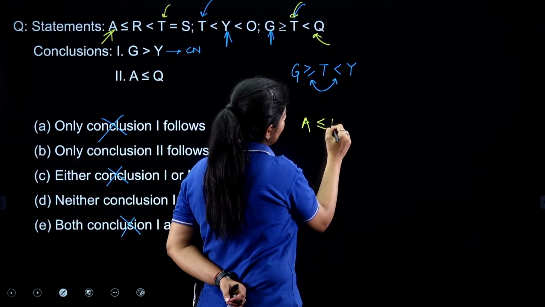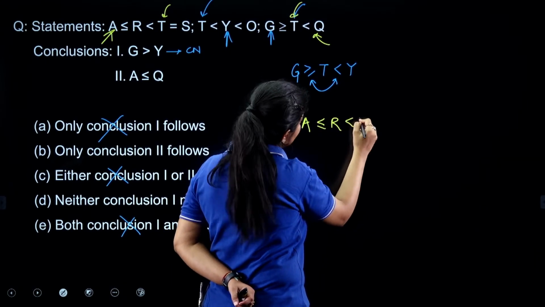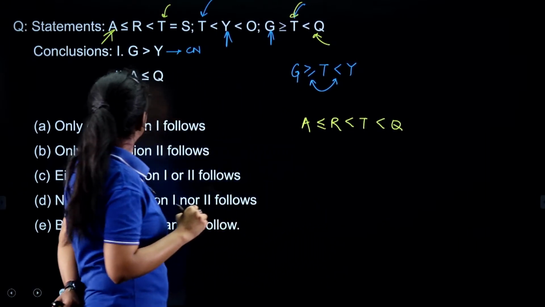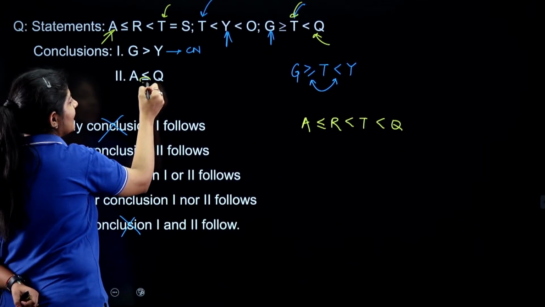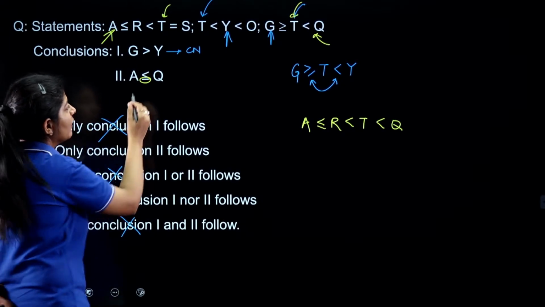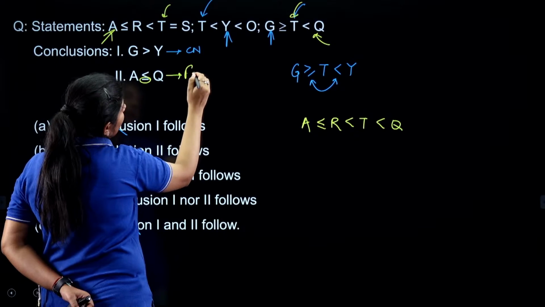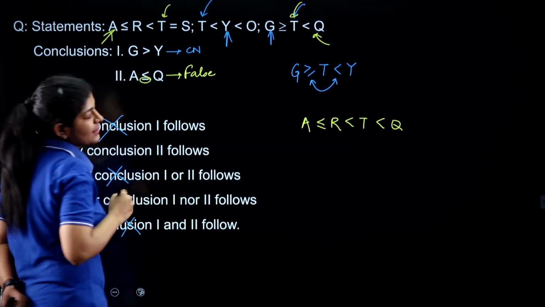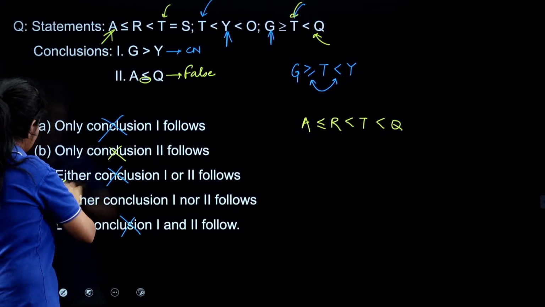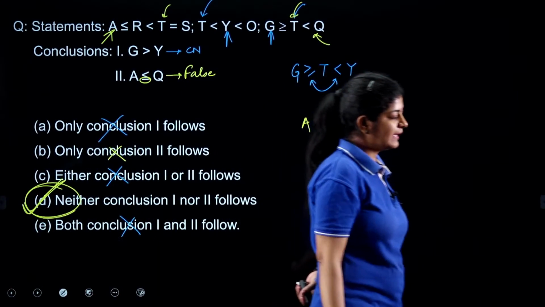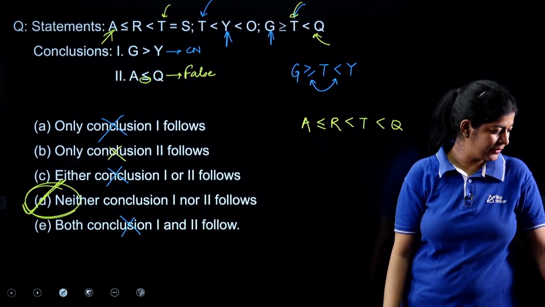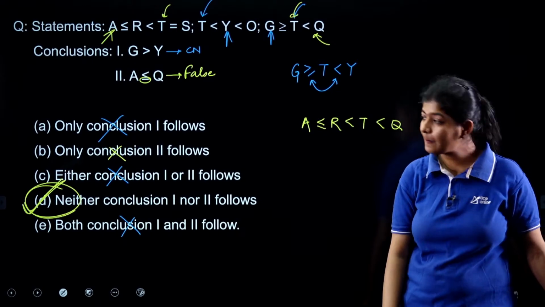A is less than or equal to R, R is less than T, T is less than Q. So from this one, can we say anything regarding this one? No, all we can say is that A is less than Q, but we are not sure about this one. So we are not going to consider this. That means this is also considered as false. Option D is the correct one, right? Happy Holi to everyone.